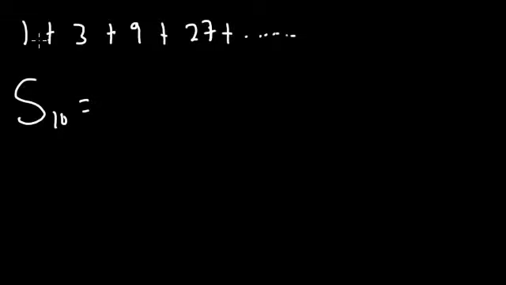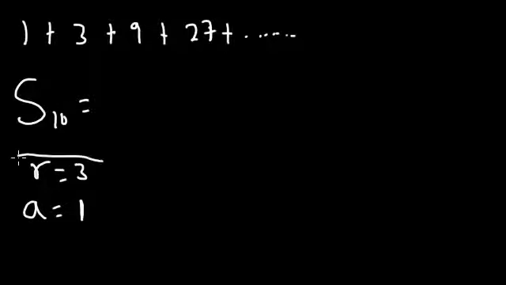To find the sum of the first 10 terms, we need the value of the common ratio, likewise the value of the first term. The first term is whatever value begins that series, which is 1 in this case. The common ratio is simply the ratio of the second term to the first term, or the ratio of a term to its preceding term, where 3 divided by 1 becomes 3.